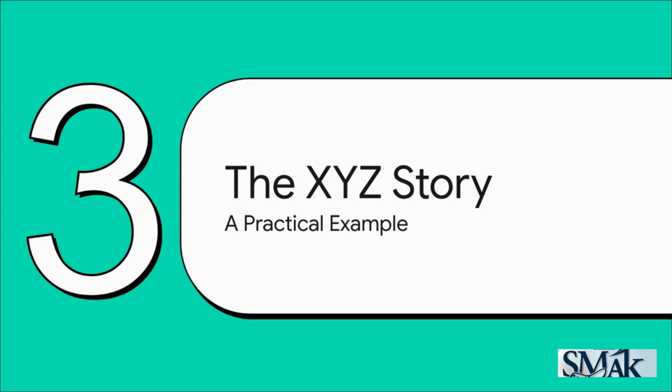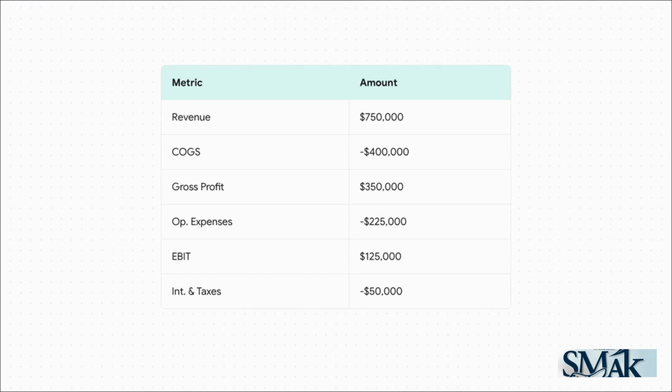Moving to section 3, the XYZ story. So here we have a simplified 2024 P&L statement for XYZ Manufacturing. And honestly, this is basically a battle of shrinking money. XYZ starts off incredibly strong with a massive $750,000 in revenue. But then the attacks begin. We subtract $400,000 for cost of goods sold, which leaves a gross profit of $350,000. Next, rent and salaries eat up another $225,000, bringing their EBIT down to $125,000. And finally, they take a $50,000 hit in combined interest and taxes.